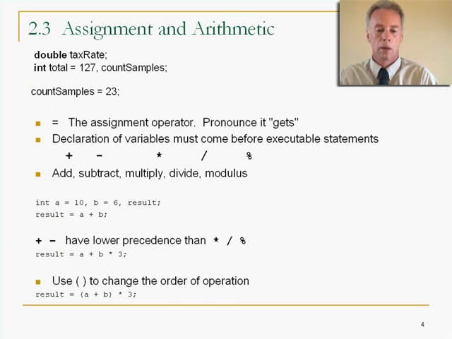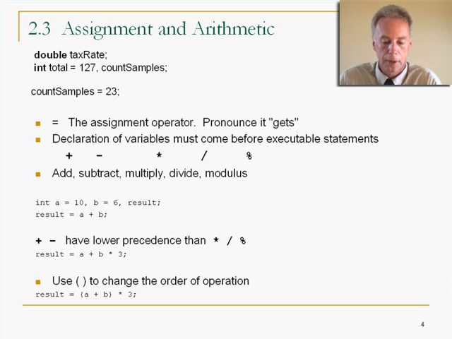Okay, in this slide, assignment and arithmetic. So we have a place to store values. Now let's start moving values around and computing with the values. So in this example, we have some variables declared: tax rate, total, and count samples. And then there's an example of an assignment statement. An assignment statement, count samples gets 23. And we're going to pronounce the assignment operator gets.